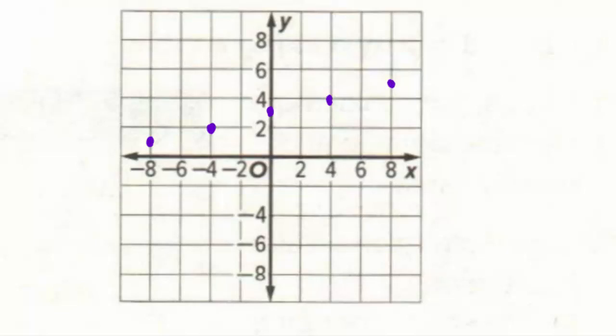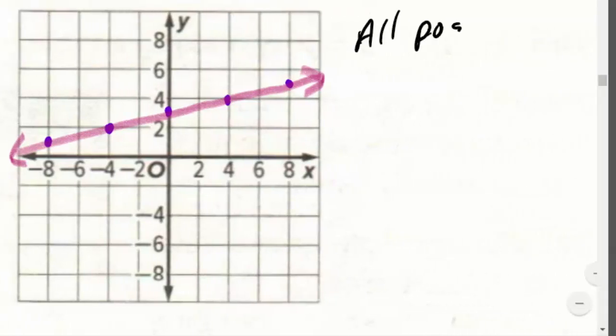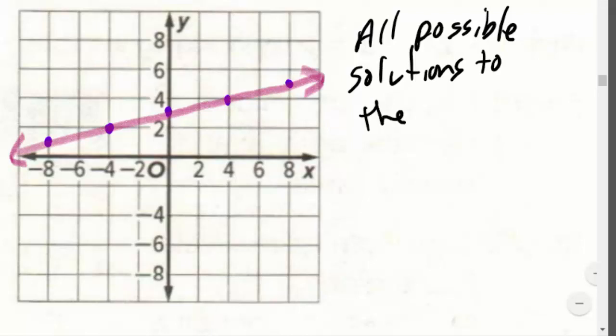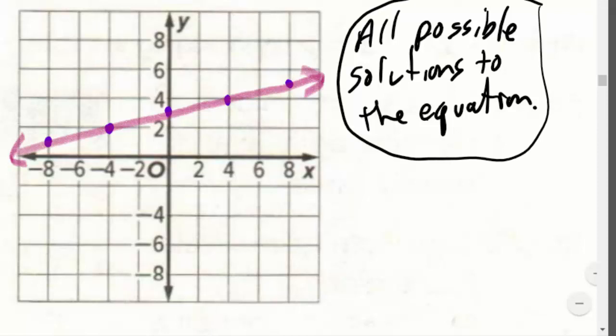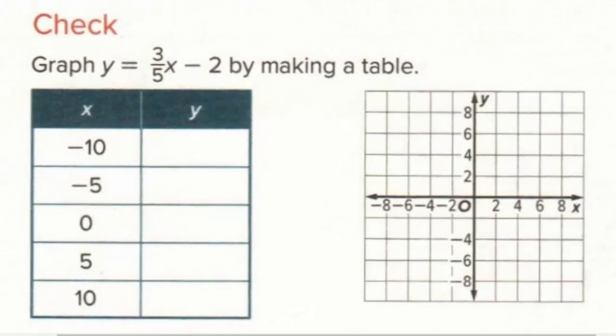And then you're just going to do your best to draw as straight a line through those points as possible. And don't forget to put little arrowheads at the end, because the line does go on forever. And remember, that line represents all possible solutions to the equation. If you're taking notes in your foldable, you might want to go ahead and write this down. The line represents all possible solutions to the equation. Go ahead and pause the video and attempt to check.